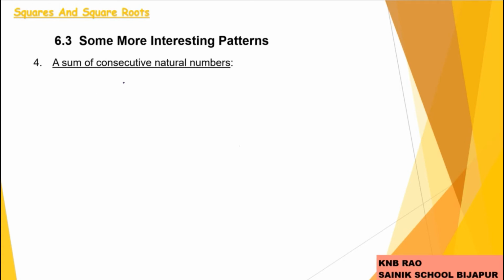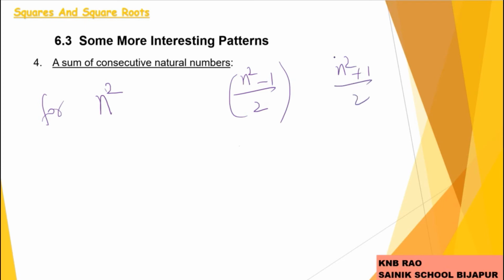So, for a sum of consecutive natural numbers, if you want to identify them for n square, you need to do this: (n square minus 1)/2 gives the first number, (n square plus 1)/2 gives the second number, whose sum gives n square. It is very simple.